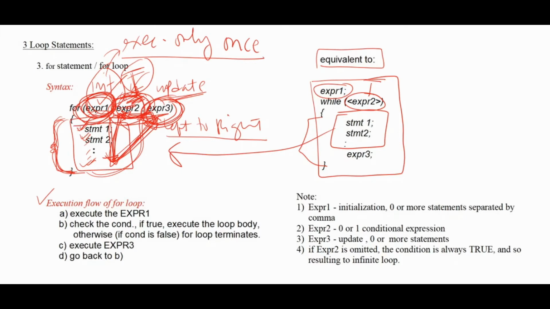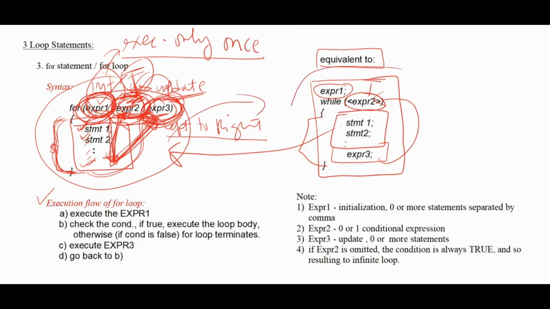And then after that, recall that we are going to execute expression 3. So you can put expression 3 here as the last statement or statements inside the while loop. And then after that, it goes back to the condition. So after here, it goes back to the condition. So this for loop here has the same execution flow as this equivalent while loop here.